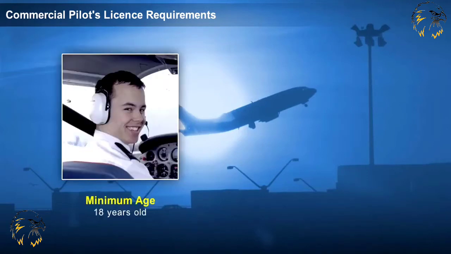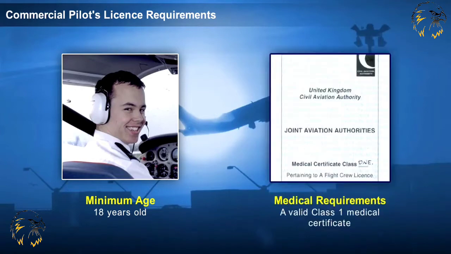An applicant for a commercial pilot's license, which we shall henceforth refer to as the CPL, must have attained the age of 18 years and hold a valid Class 1 medical certificate.